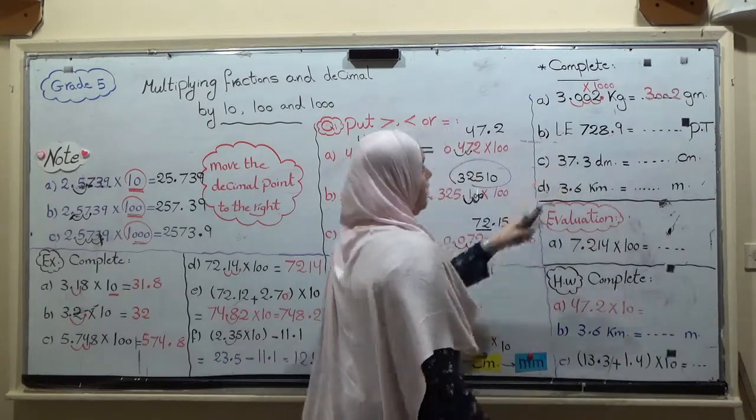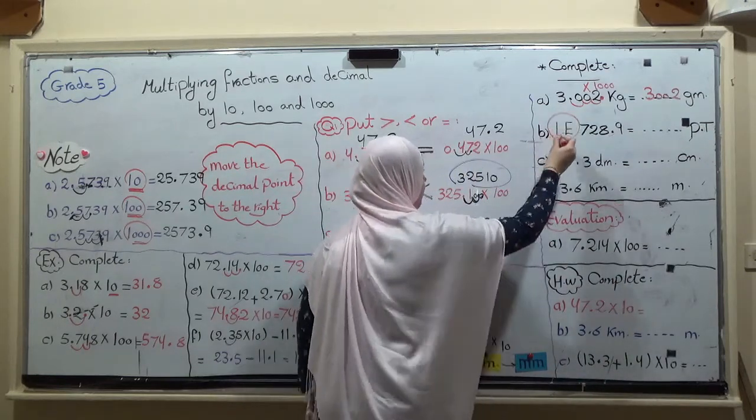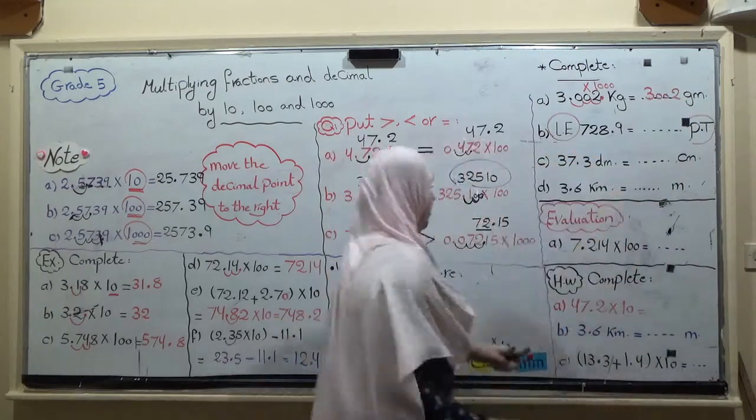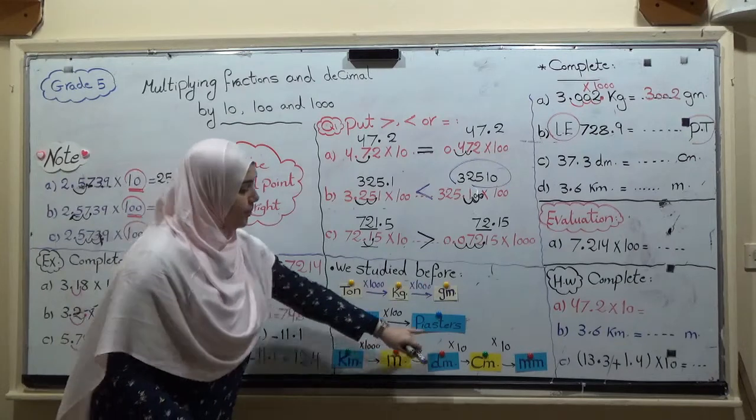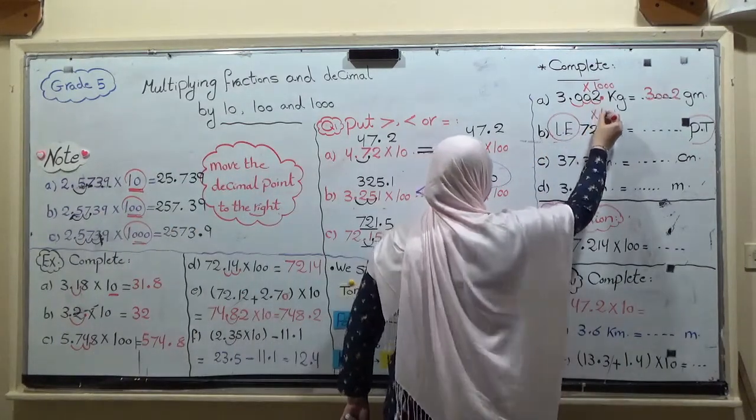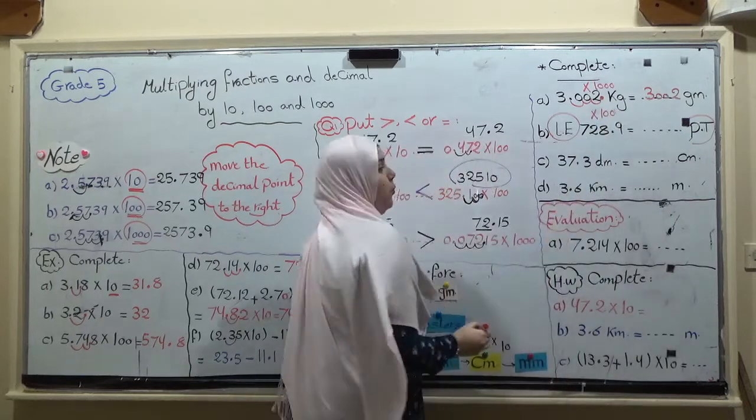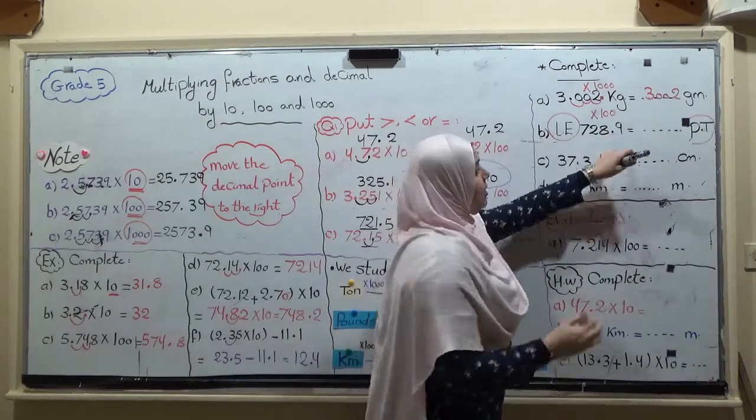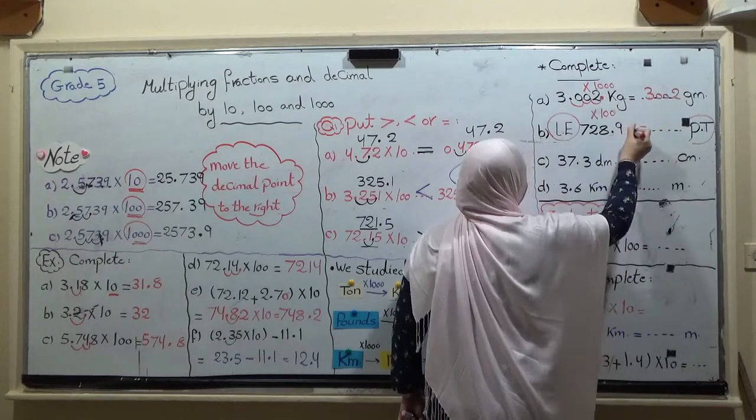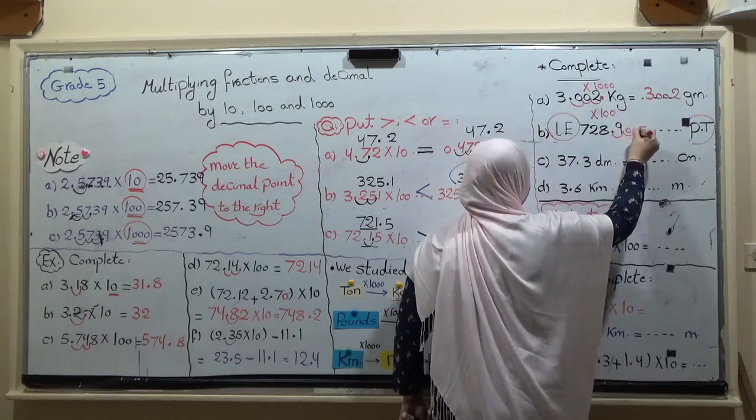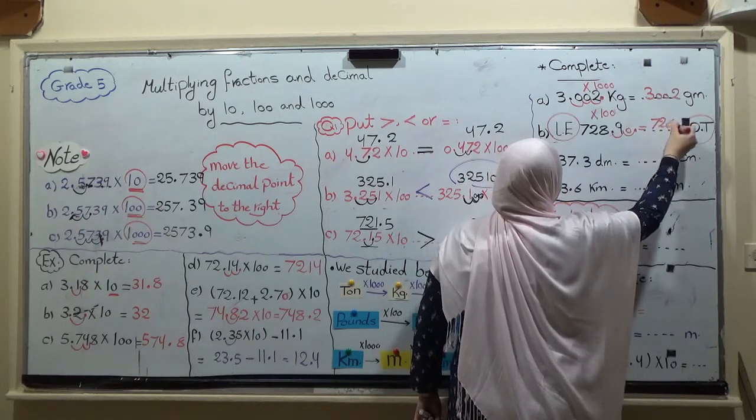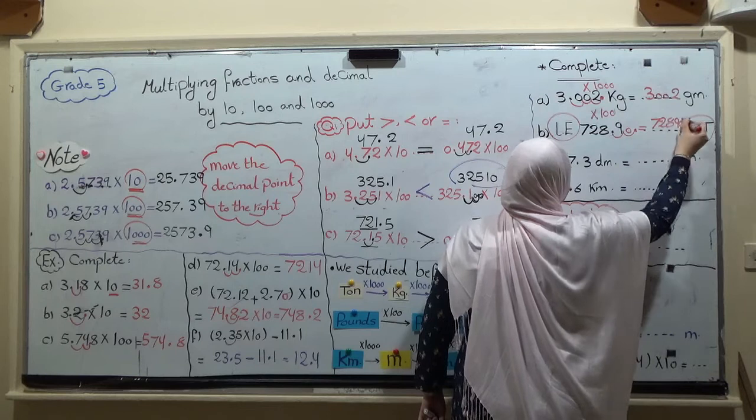From pound, this LE means pound, PT means piasters. From pound to piasters. Mrs. Shayma, from pound to piasters, multiply 100. When I have the decimal number multiplied by 100, move the decimal point 2 digits to the right. 1, 2, 7,289.0.